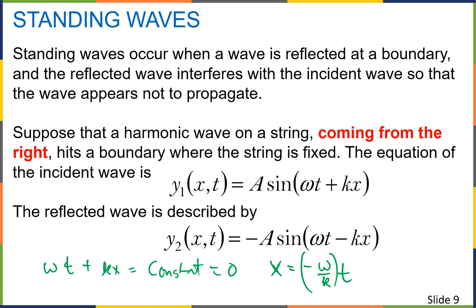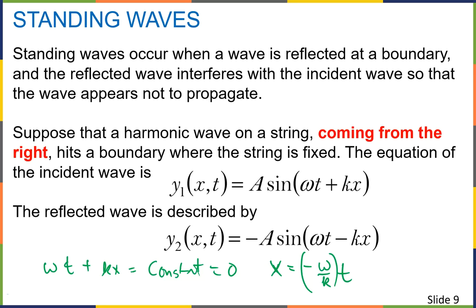Well, we know that x is equal to vt, so that thing in parentheses must be v. So the velocity is negative, that's because it's going to the left, and it's omega over k. So we were able to calculate the velocity really quite simply from this. Now, why do we have these?